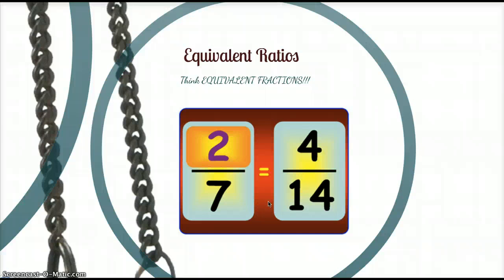Equivalent ratios are the same thing as equivalent fractions. In this example, 2 to 7 is equivalent to 4 to 14. To get from 2 to 4, we need to multiply by 2. To get from 7 to 14, we also multiply by 2. These are equivalent ratios.